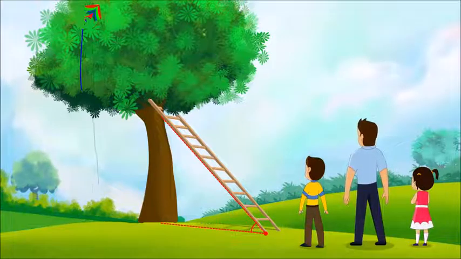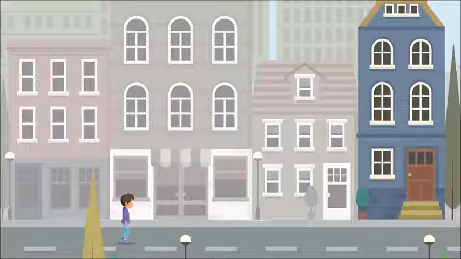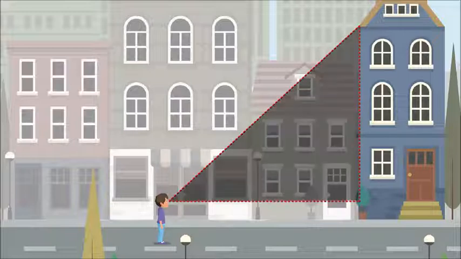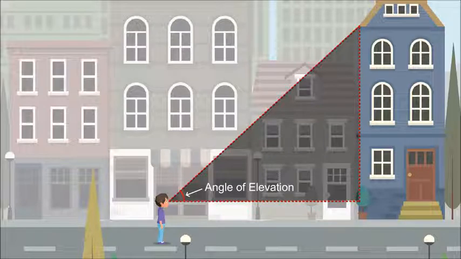Let us see some more situations where there is an angle of elevation. A boy walking on the road looks at the top of a building. The top of the building forms an angle of elevation with the eye of the observer. The line between the observer's point and the building top is called the line of sight.